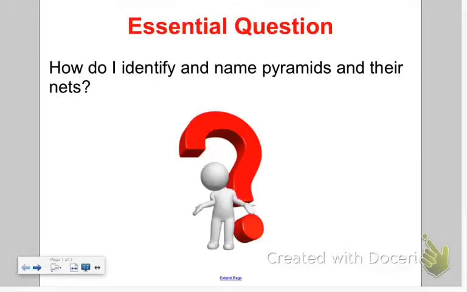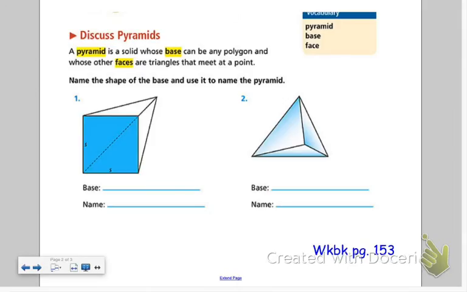In our last essential question, we're going to answer, how do I identify and name pyramids and their nets? So let's talk about what a pyramid is. A pyramid is a solid whose base can be any polygon and whose other faces are triangles that meet at a point. So with a pyramid, there's only one base.